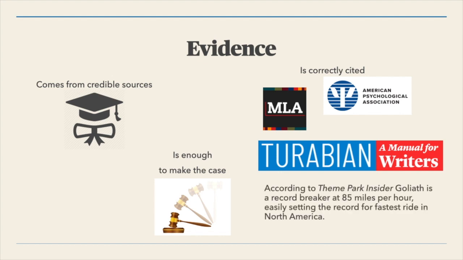Okay. According to Theme Park Insider, Goliath is a record breaker at 85 miles per hour, easily setting the record for fastest ride in North America. Okay, so here's my evidence to back up my previous claim that Magic Mountain is a great theme park because of the speed of its rides. I have given you the exact speed of a ride according to Theme Park Insider. Okay, so there's my evidence.